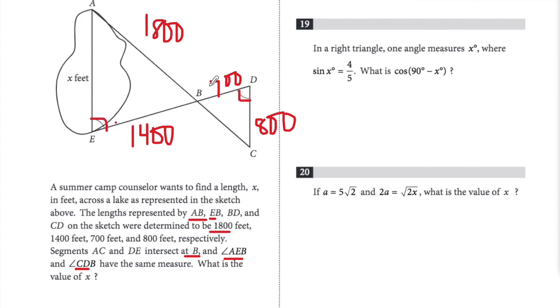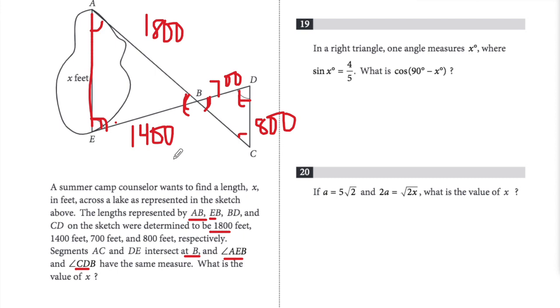And then obviously this would have the same measure. And so what is the value of x? So in triangles, if we know this is congruent and we know these are congruent, we can also say this third angle is also congruent. So we know these triangles are similar. So we can use that idea to help us figure out the lengths.